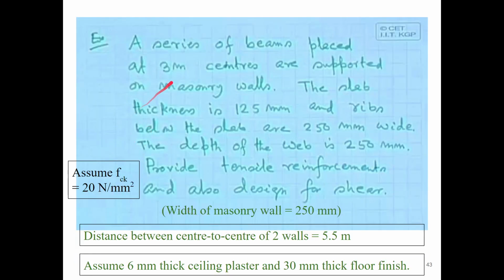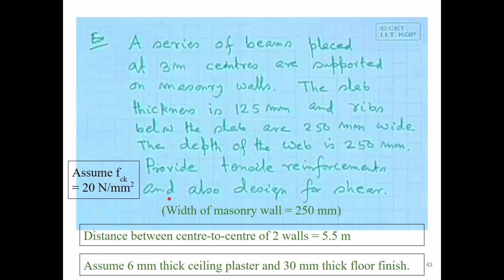A series of beams placed at 3 meter centers are supported on masonry walls. The slab thickness is 125 mm and the ribs below the slab are 250 mm wide. The depth of the web is 250 mm. Provide tensile reinforcement and also design for shear.